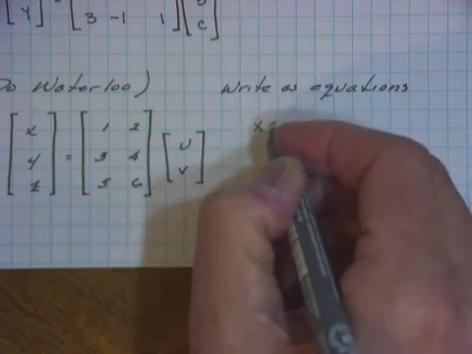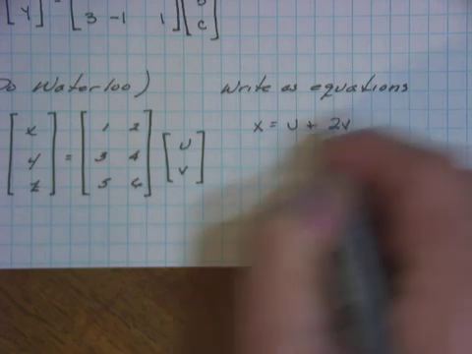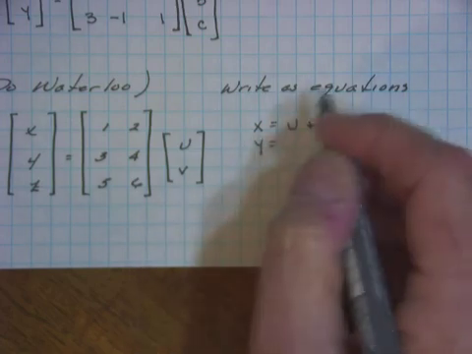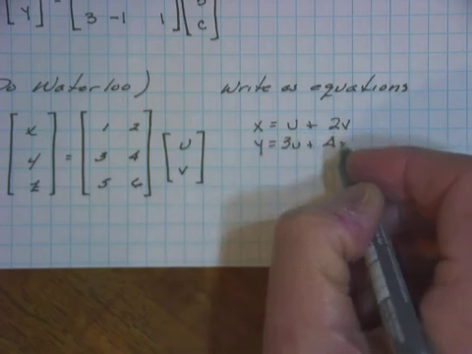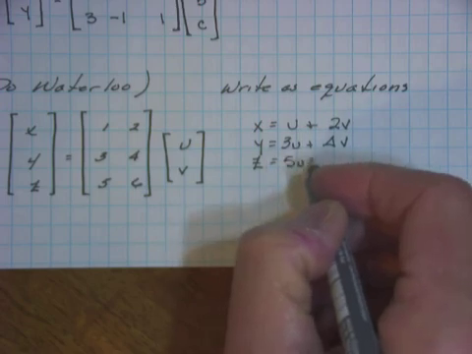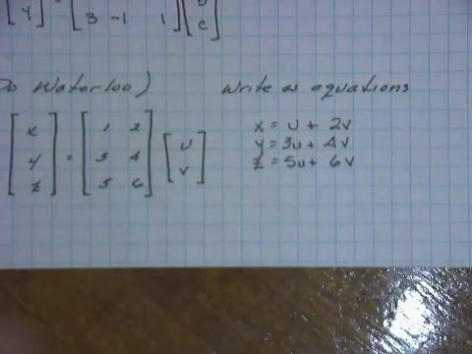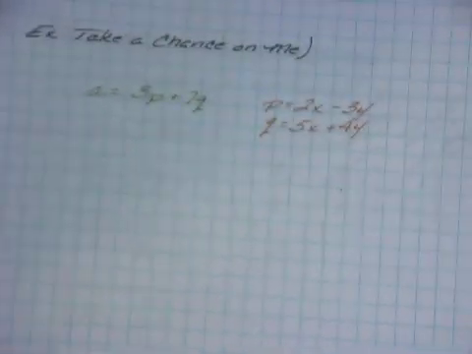Okay, hopefully you did pause it and you've come back with the answer. You should have this: x equals u plus 2v, y equals 3u plus 4v, and z equals 5u plus 6v. Hopefully that's what you got. All right, one more page.